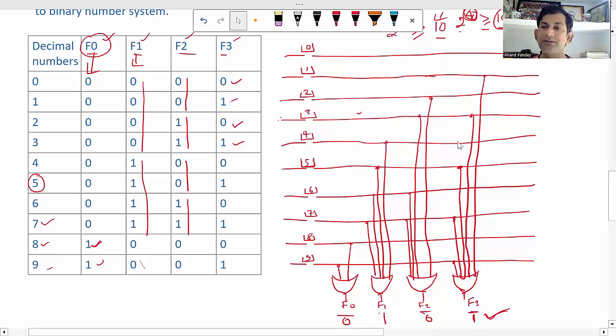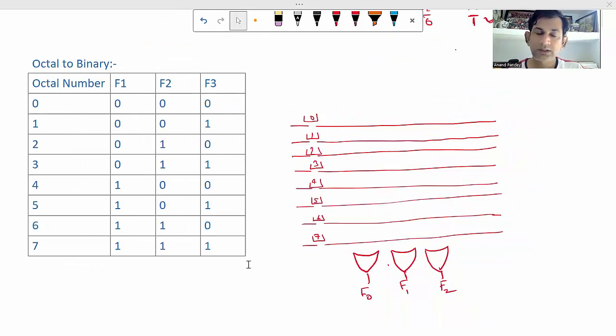In case of the octal to binary number system, you know, in the octal number system there are 8 digits: 0, 1, 2, 3, 4, 5, 6, 7. So 0 to 7 only. I have written these 0 to 7 and these are their binary codes. Here again, we have to draw 8 input lines, 0, 1, 2, 3, 4, 5, 6, 7. So the number of input lines is 8 here.